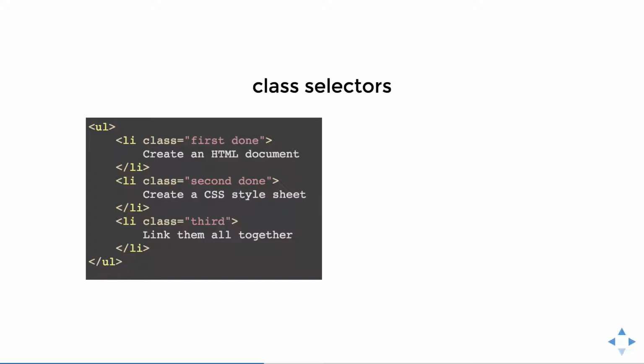Okay. So now we get a little more specific, and we don't want all elements. We just want a class of them. Now we have class selectors, right?